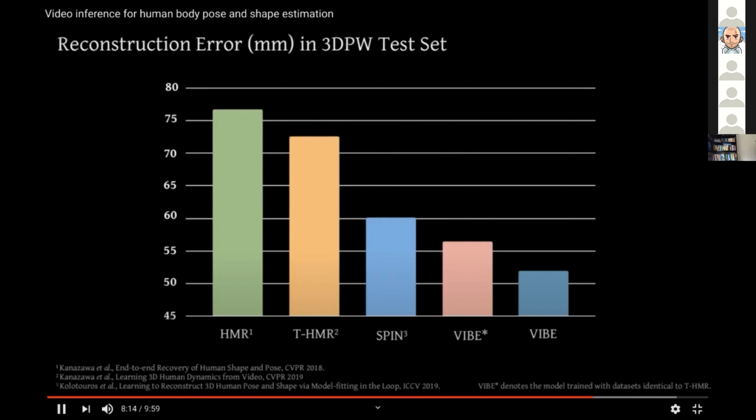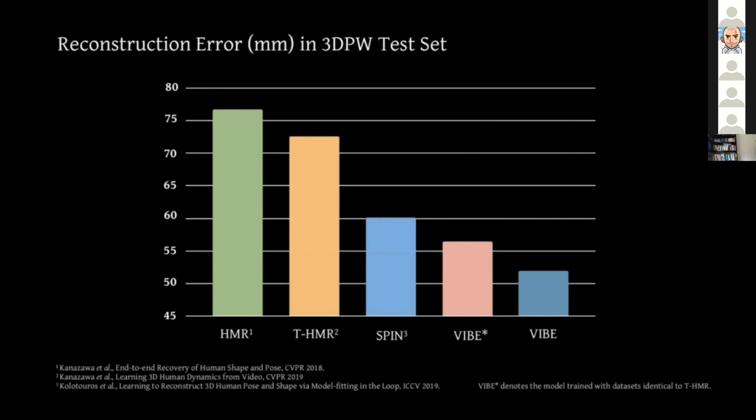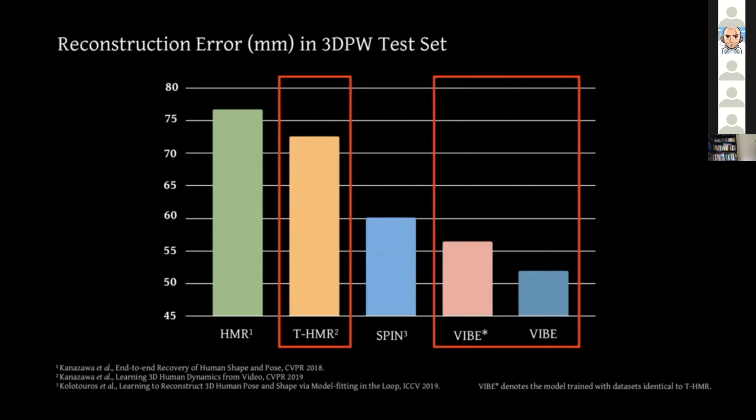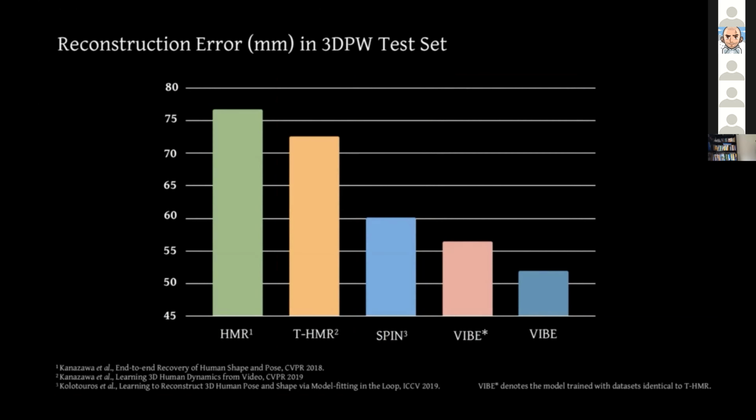This bar chart shows the joint error on the y-axis and different methods on the x-axis. Lower error means better performance. Here, HMR and SPIN are frame-based pose and shape estimation methods. On the other hand, temporal HMR, THMR in short, and Vibe take video as input. Vibe improves the performance of previous state-of-the-art method by 20 mm.